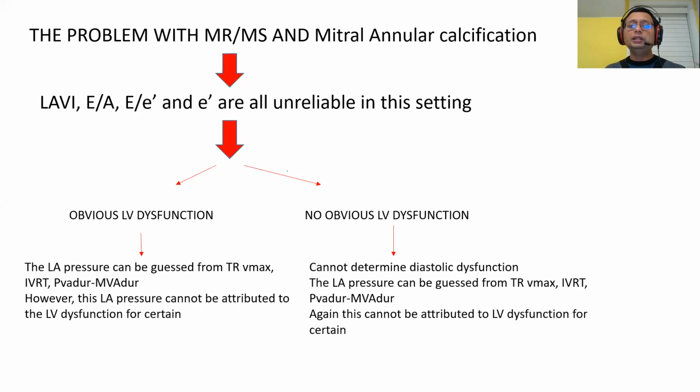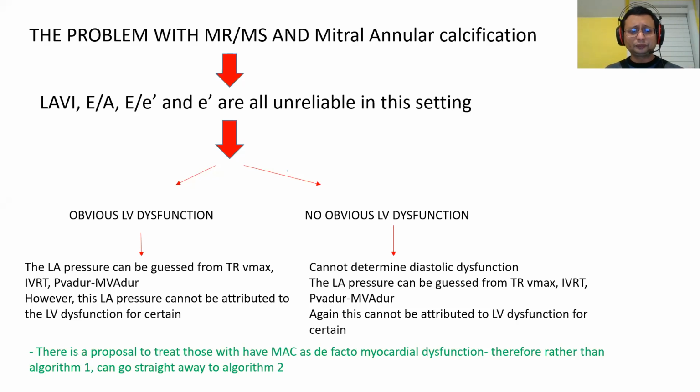You cannot tell whether the LA pressure is elevated because of mitral valve disease or because of the disease of the left ventricle. There is a proposal, okay? Now, we are talking about MR, MS, and severe mitral annular calcification. There is a new proposal to treat those with mitral annular calcification, because MAC is calcification.